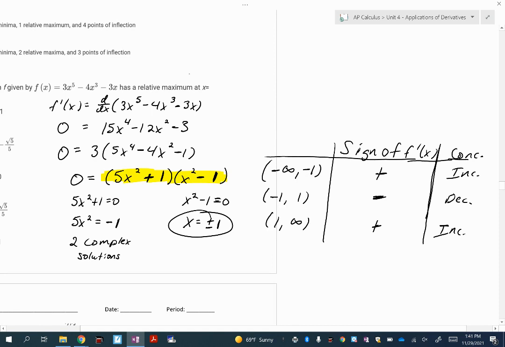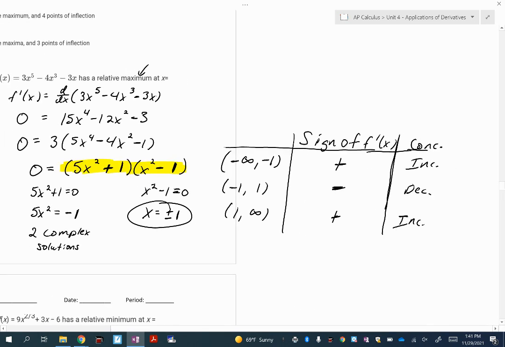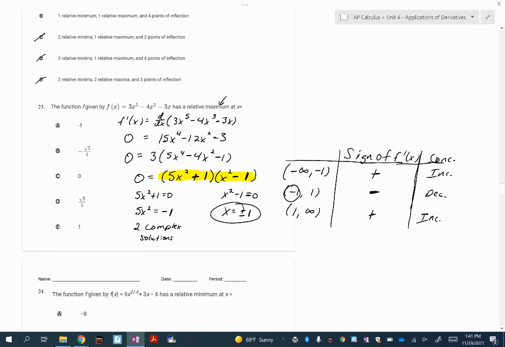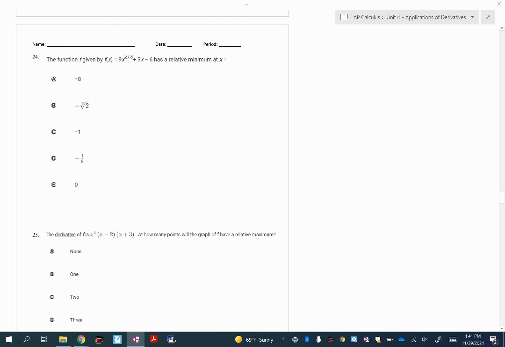This asks where is it a relative maximum. So relative maximum would be increasing to decreasing. So it's actually going to be in between these first two intervals. So at negative 1 is where I'm going to have my value that is a relative maximum from increasing to decreasing. So that's going to be A. All right, let's go to 24.